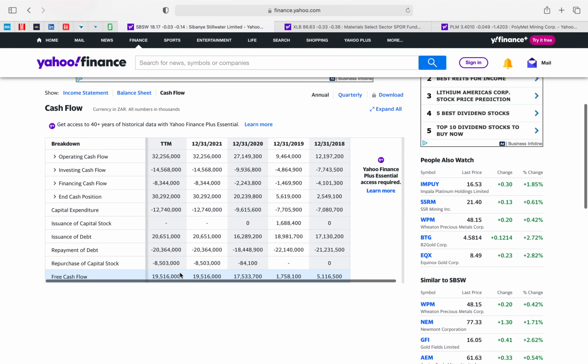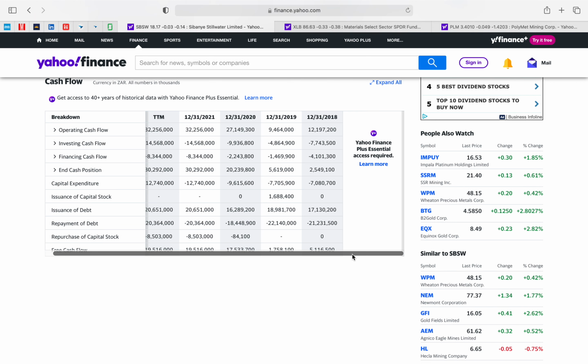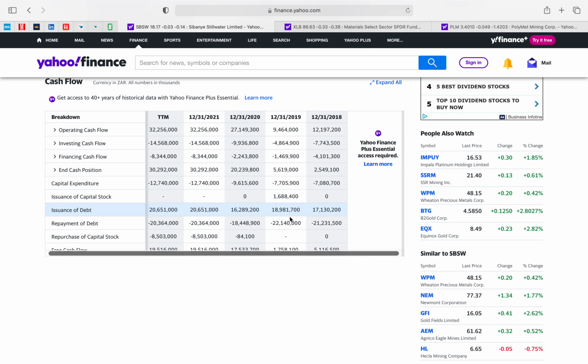And then what we want to see is increasing free cash flows here at the bottom. I know it's kind of hard to see based on this bar, but as you can see, from 2018 to 2019 we'd actually have a decrease, but then from 19 to 20, 20 to 21, and then 21 to trailing 12 months, we all have increasing numbers. So this is a great sign that the company is growing.